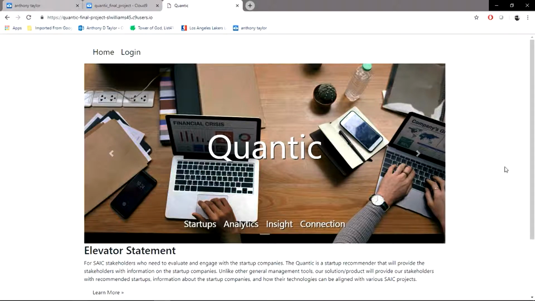Hello, we are Team 1, and we are working on Quantic, which is a recommendation engine for startup companies.